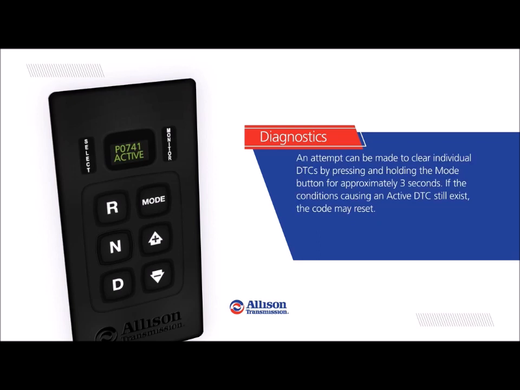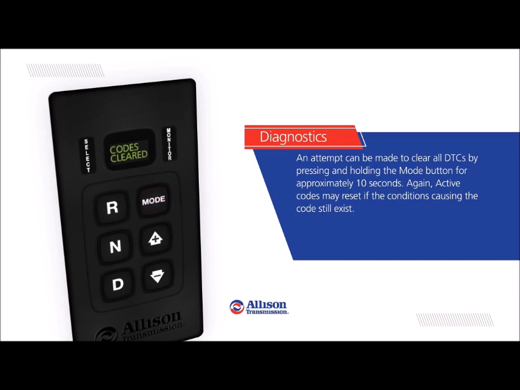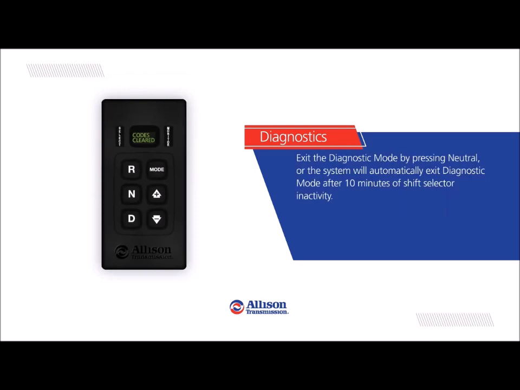An attempt can be made to clear individual DTCs by pressing and holding the Mode button for approximately 3 seconds. If the conditions causing an active DTC still exist, the code may reset. An attempt can be made to clear all DTCs by pressing and holding the Mode button for approximately 10 seconds. Again, active codes may reset if the conditions causing the code still exist. Exit the diagnostic mode by pressing neutral, or the system will automatically exit diagnostic mode after 10 minutes of shift selector inactivity.